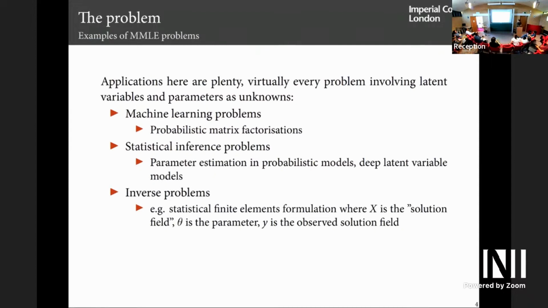For example, one possible setting is if you use what we call a statistical finite element formulation, which gives you a conditional distribution of your PDE solution given the parameter. If you then observe the field, which I now call X, you again have observation, latent variable and parameter. The parameter here will be the parameter of the forward map of the PDE, or SPDE in this setting, I think. And generative modeling.